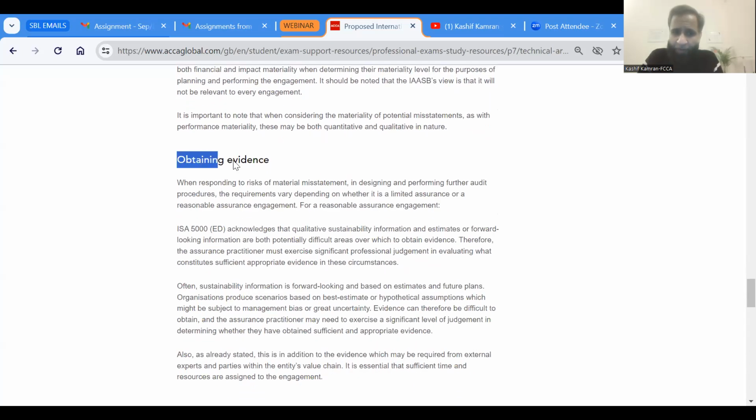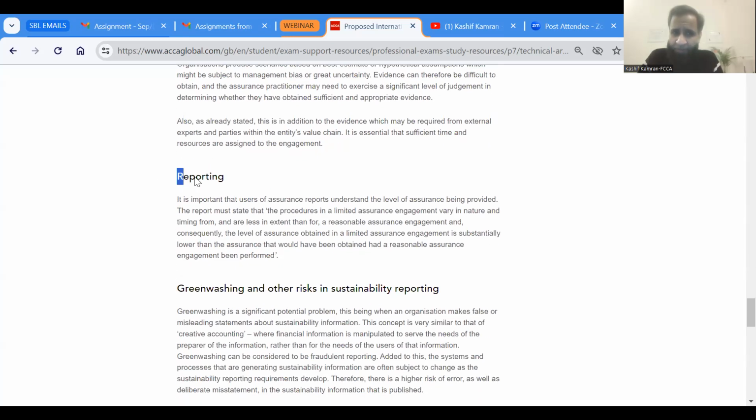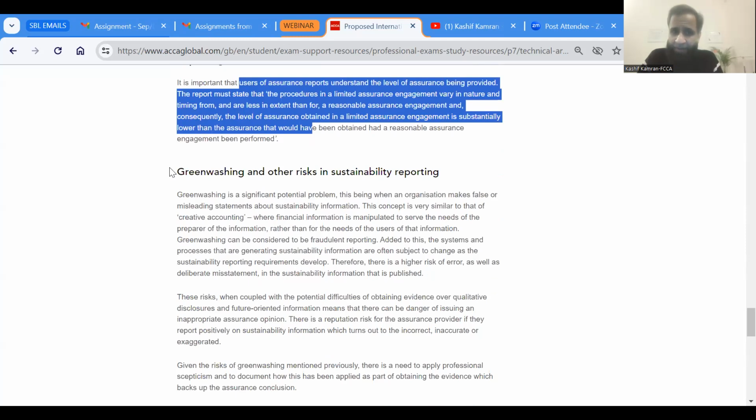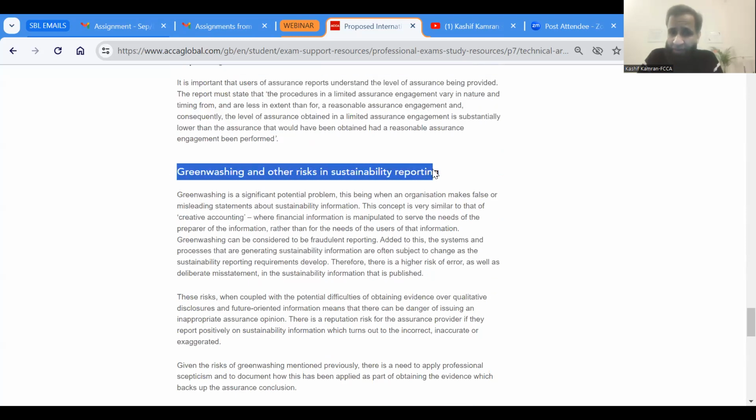Then they've given you how you obtain evidence on sustainability information. Then how you report on sustainability information. What is the assurance level? The assurance level has been covered here. And then risk, the risk of greenwashing. Whenever the management reports the sustainability information, they do the greenwashing, just like they do the window dressing of the financial statements.